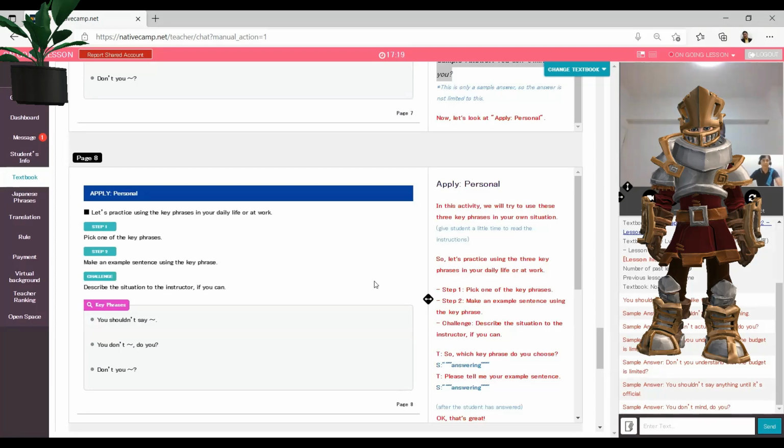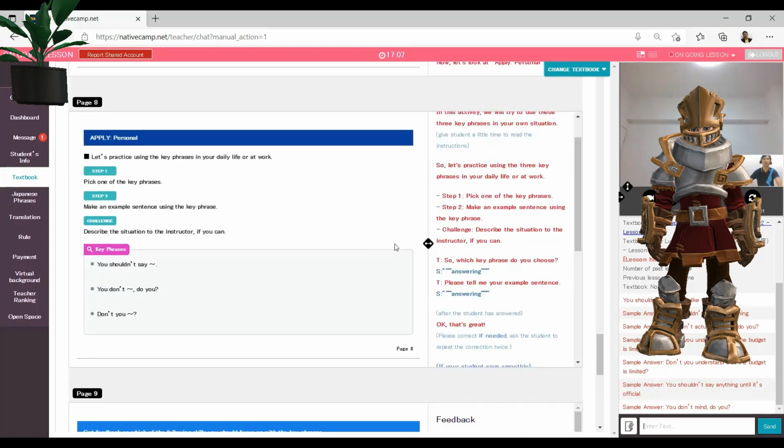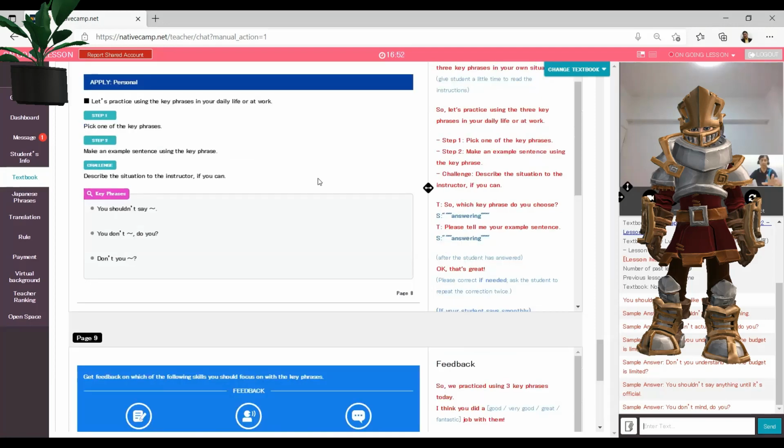All right, so we're now on page number 8. In this activity, we'll try to use these three key phrases in your own situation. So let's practice using the three key phrases in your daily life or at work. Step number one, you're going to pick one key phrase, and for step number two, you're going to make a sample sentence. And then you're going to describe the situation for that key phrase. Are you ready? Okay.